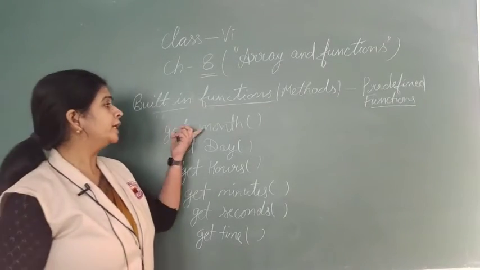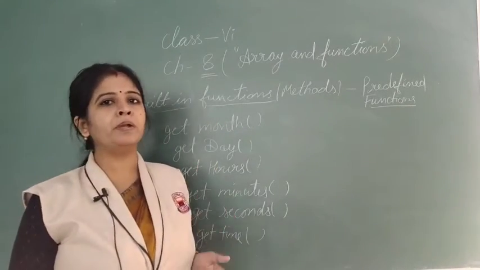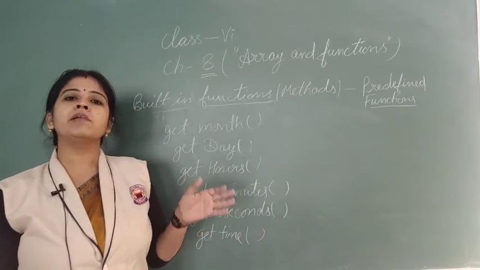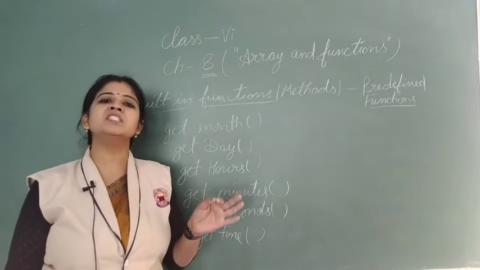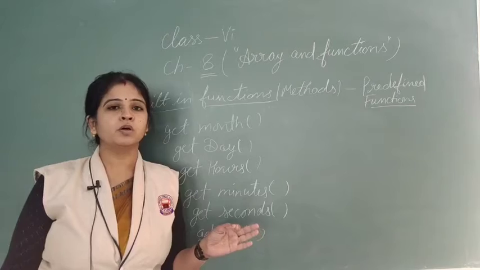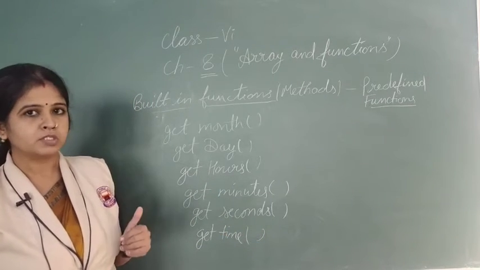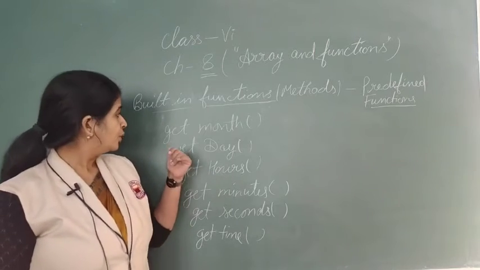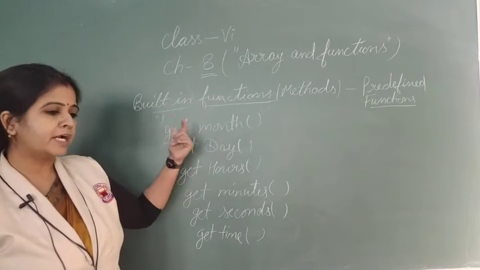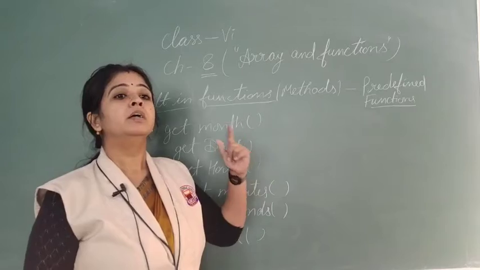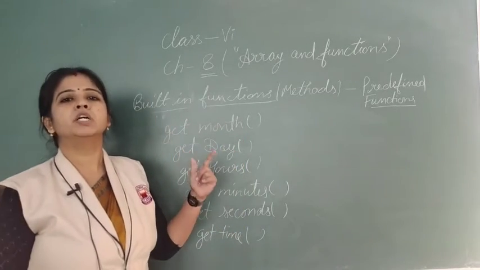Now the getMonth function. It is also a built-in function. It will return a value between 0 to 11 because in a year 12 months are there, January to December. So what will getMonth perform? getMonth will return the month of the year.